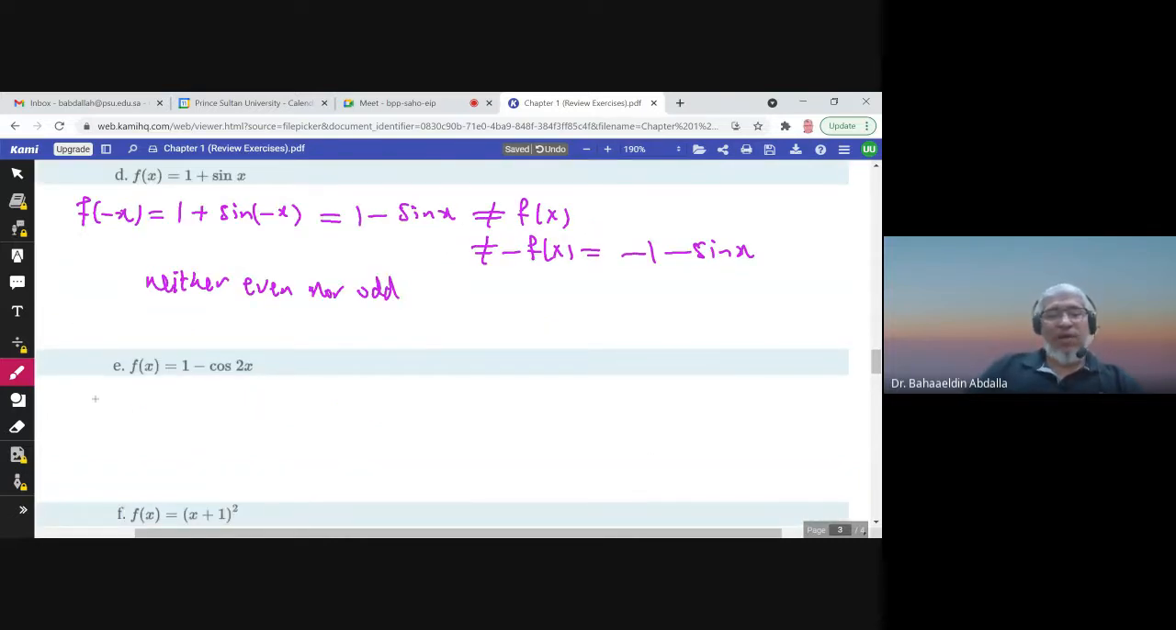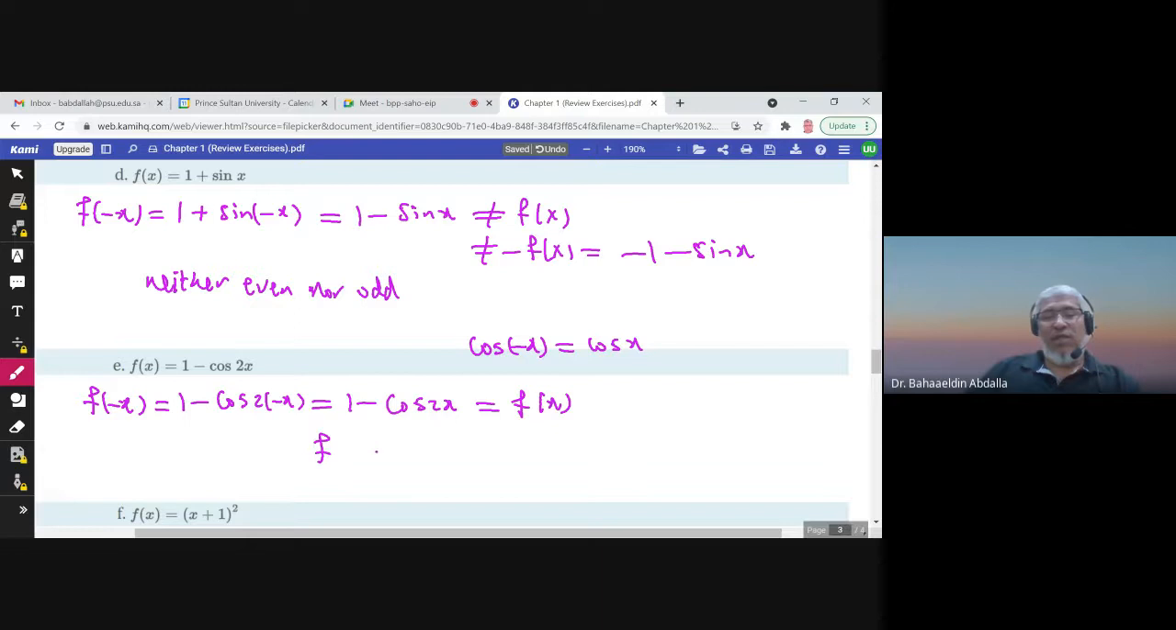Well, here if we find f of negative x, it would be equal to 1 minus cosine of 2 times negative x. We know that cosine negative x equals cosine x, and the cosine is an even function. So we will have 1 minus cosine of negative 2x, which would be equal to cosine 2x, because the cosine is an even function. So cosine of negative 2x is equal to cosine 2x. So this is equal to the original function, and hence f is an even function.